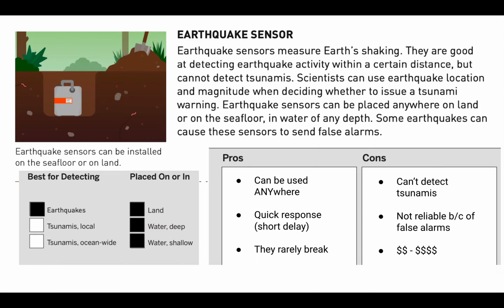So remember, I'm not telling you not to use an earthquake sensor. I'm just telling you you need to be aware of the pros and the cons and really be aware of where you want to place this.